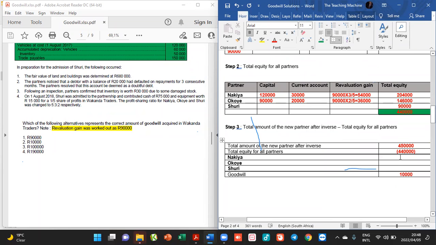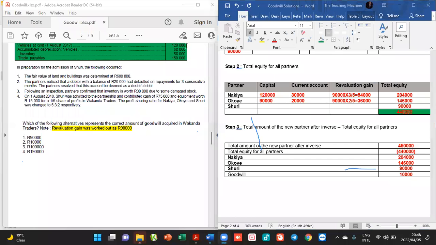The total equity for Nakia is 204, option 2. And then for Okoye, it's 146,000. And for Shuri, it was 90,000. Are there any questions?